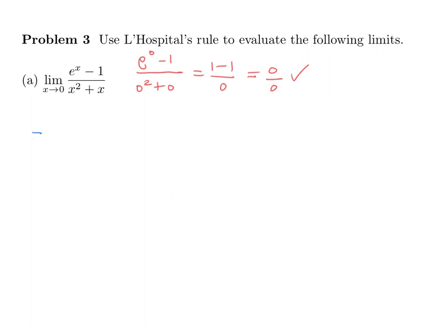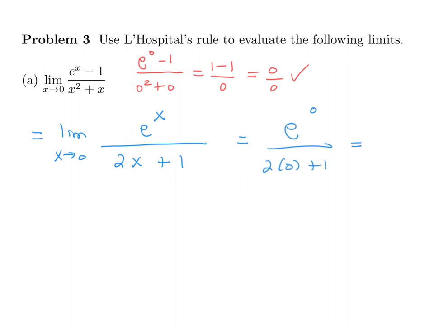This should be equal to the limit as x goes to 0 of, I'll take the derivative of the top and the bottom. The derivative of the numerator is e to the x, and for the denominator, you get 2x plus 1. Okay, if this limit exists, by L'Hopital's rule, it'll be equal to this limit. If you look at this limit, can you just simply put 0 in place of x to get your answer? Yeah. If you substitute 0 in place of x, you get e to the 0 divided by 2 times 0 plus 1. E to the 0 is 1. The denominator is 1. In fact, this limit is equal to 1.